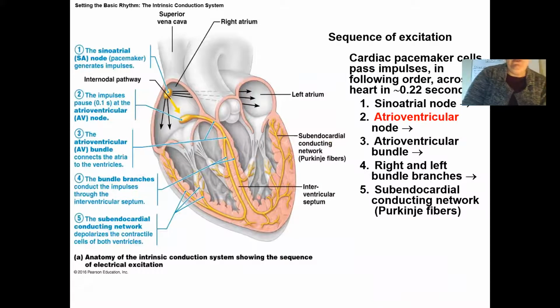This picture is from an old book, but I really liked how it spelled it out. The SA node, the sinoatrial node, the AV node, which is the atrioventricular node, the AV bundle, the right and left bundle branches, and you can call these the Purkinje fibers.